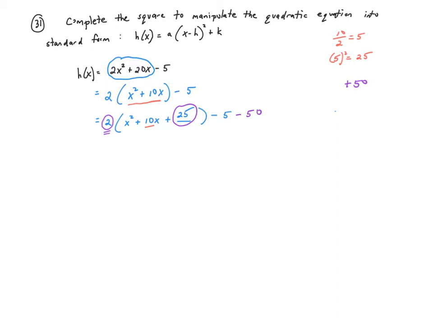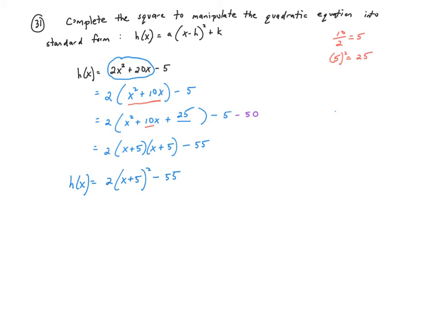Make sure we check our work. We should check to make sure that this line and this line are equivalent. So now we can factor and simplify to get 2 times (x plus 5)(x plus 5) minus 55. That means that h of x equals 2 times (x plus 5) squared minus 55. We have just completed the square of the quadratic equation into its standard form.